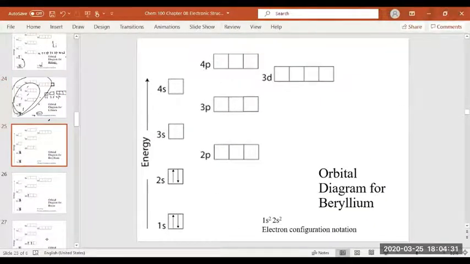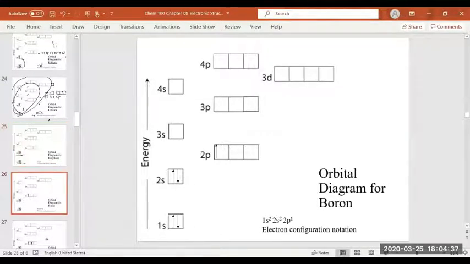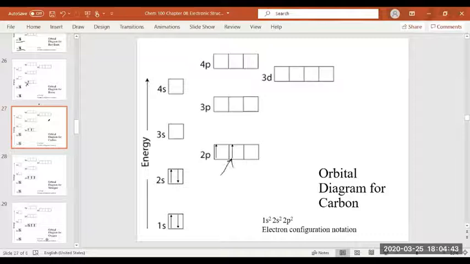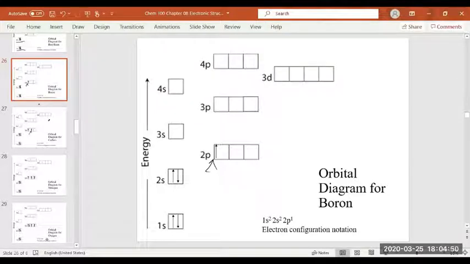For example, this is for beryllium. That's how it's going to be. Boron, the 5th electron will go to the 2p. And then carbon, the 6th electron will go here. Be careful. Look at here. In boron, we will start to have filled here.